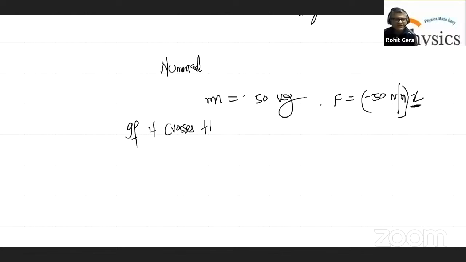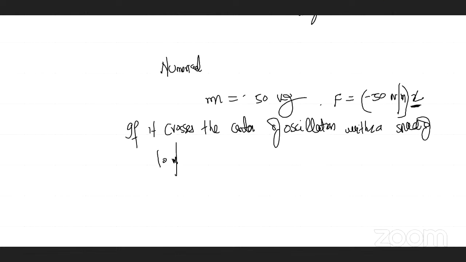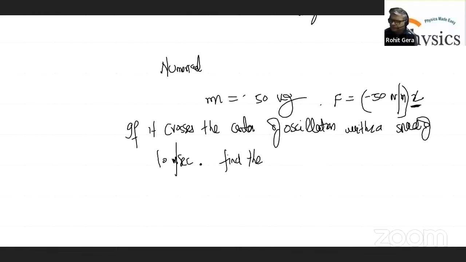So the question is, if it crosses the center of oscillation with a speed of 10 meter per second, find the amplitude of its motion. If it crosses the center of its oscillation with a speed of so and so, find its amplitude.